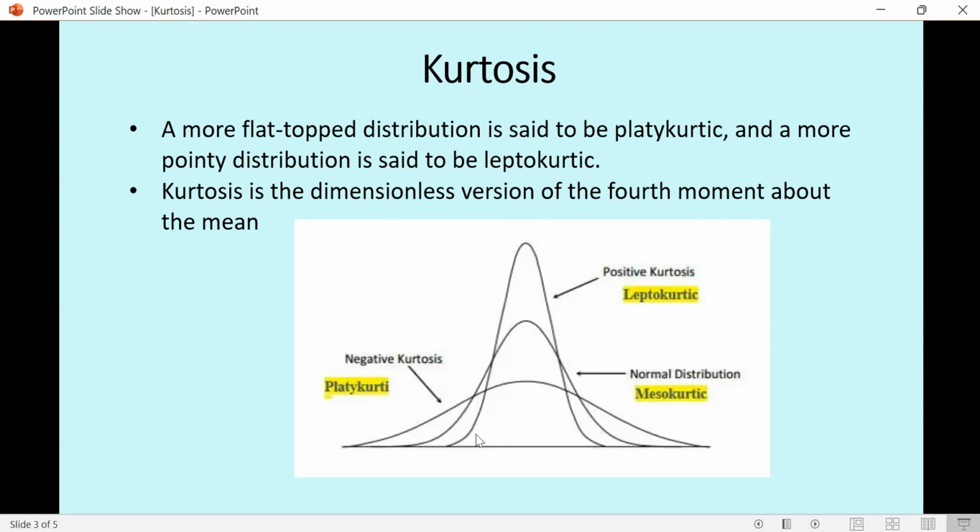And on the other side, if the data is very peaky, so the tail is very short, but the mode is very high for the density, this is called leptokurtic, and it has positive kurtosis for the data distribution. And the kurtosis is the dimensionless version of the fourth moment about the mean.